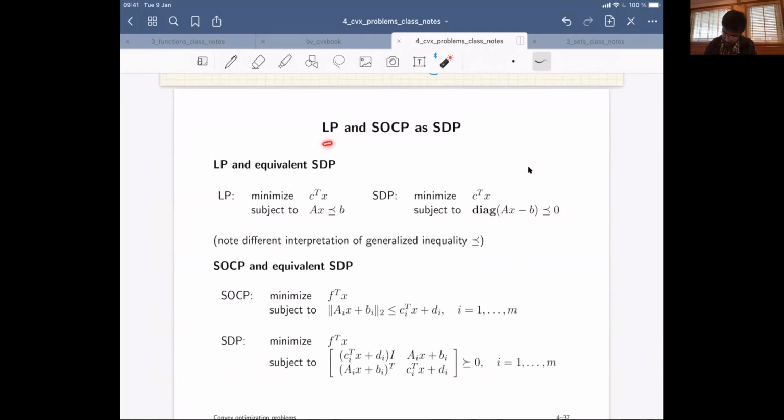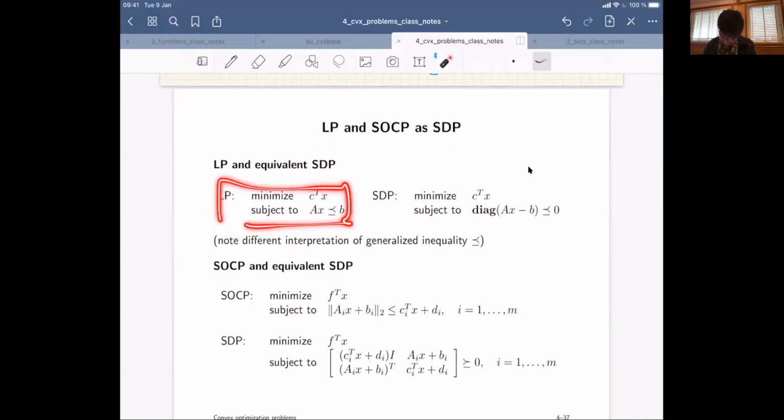So, LP as SDP. You have this, which is the LP, linear programming, where you have an affine function and affine inequality. Of course, you can think about the other one, equality, but we are dropping this because that's not the focus here. You can add it and make the same discussion.